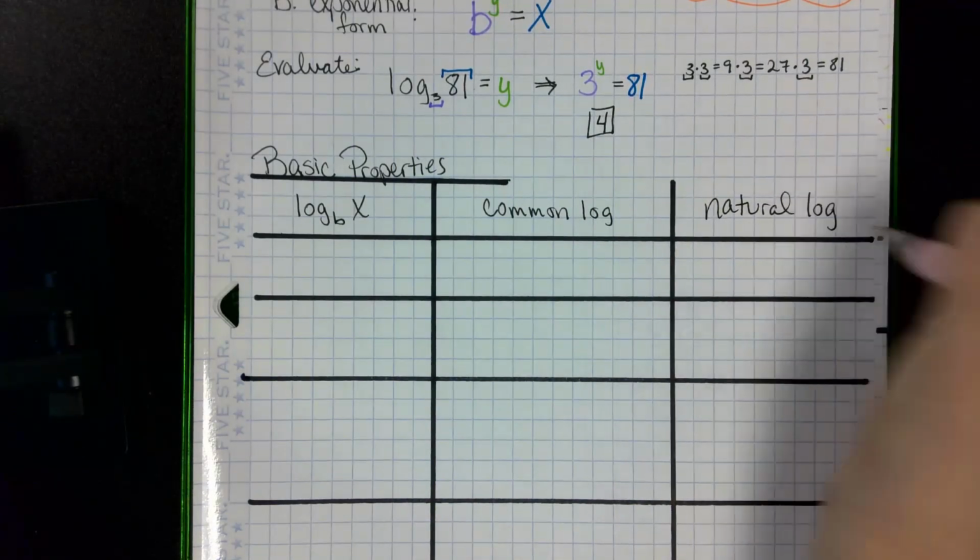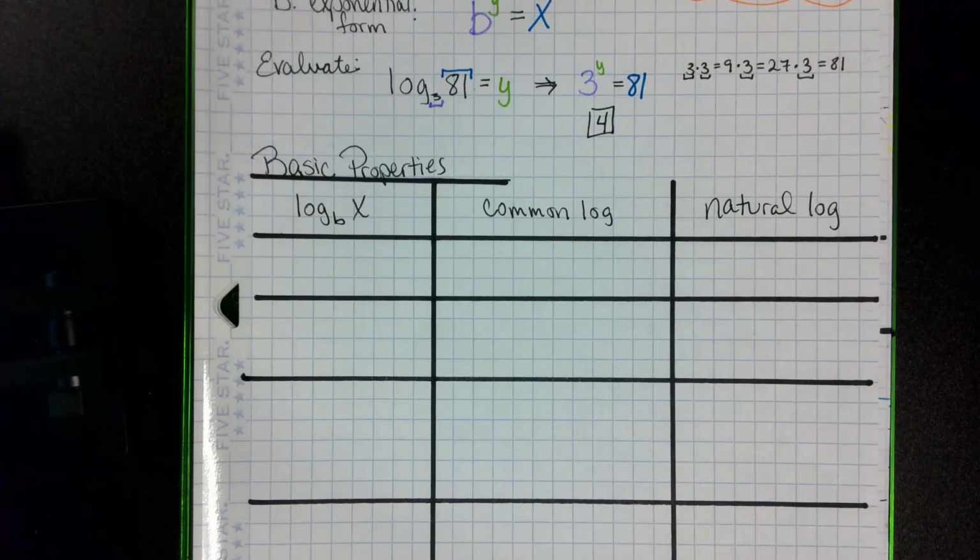Natural log is ln. It has its own button on the calculator also. Natural log is always base e, so you won't see the e. If it says ln, though, you'll know it's the natural log, and it's a base e.